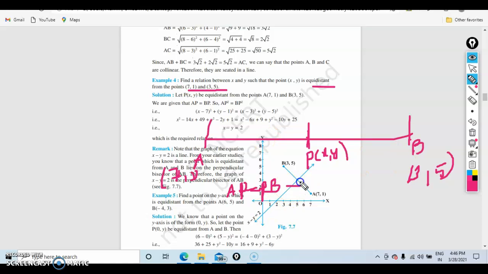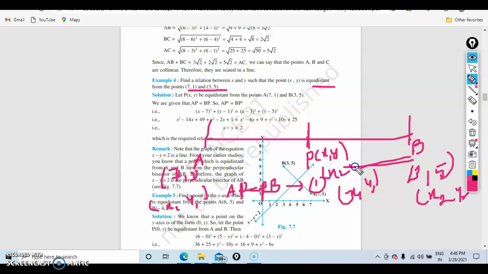For that, you will use a simple equation. Equidistance means AP equals PB. First you do AP using the distance formula, and PB also using the distance formula. In that, in the place of x1, y1, you take x, y, and in the place of x2, y2, you take 3, 5 when you are doing PB. If you are doing AP, then x1, y1 will be 7, 1 and x2, y2 will be x, y. First you do AP, then you get something, and BP also, then you will get an equation. So it's very easy.